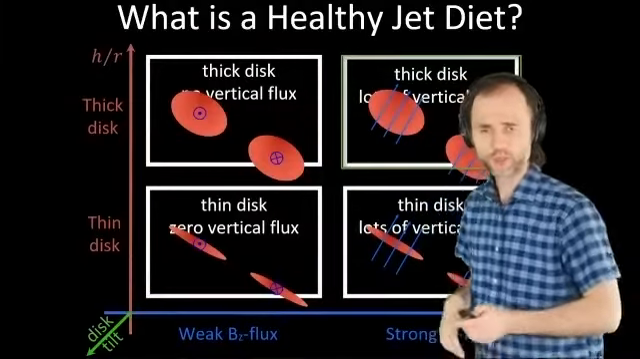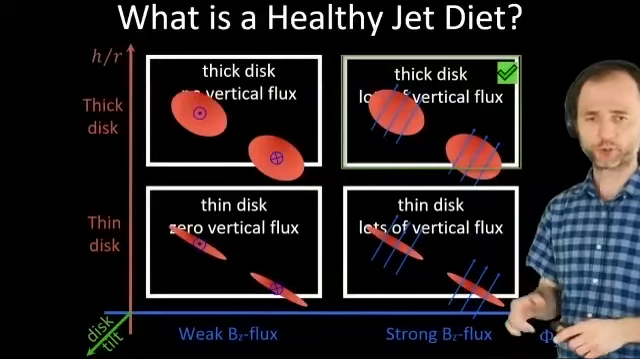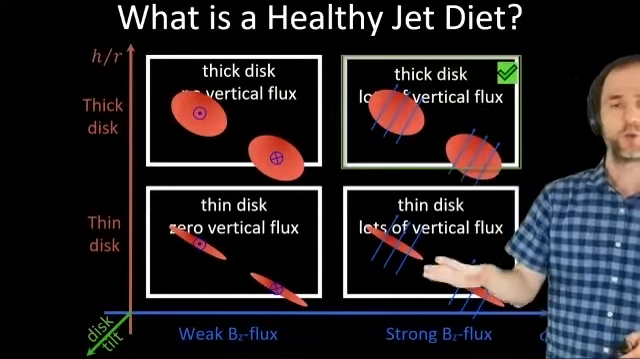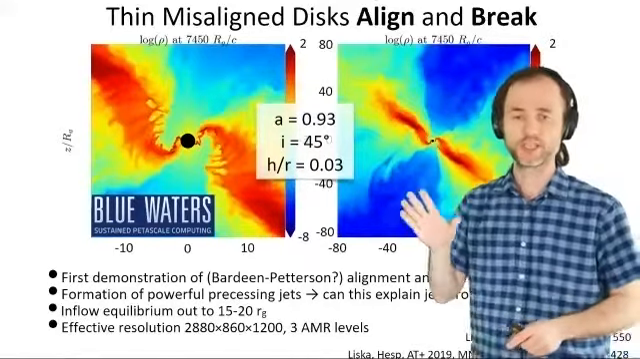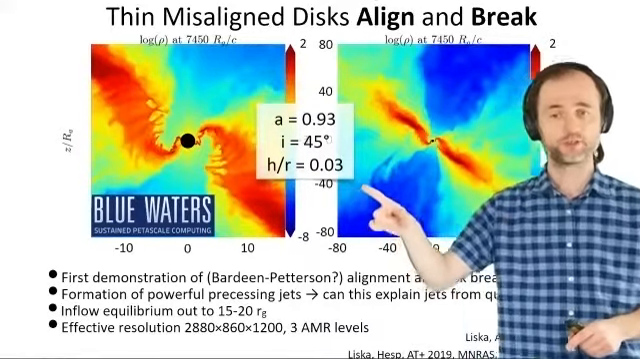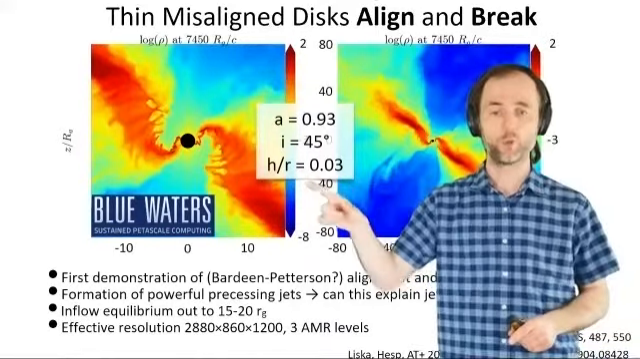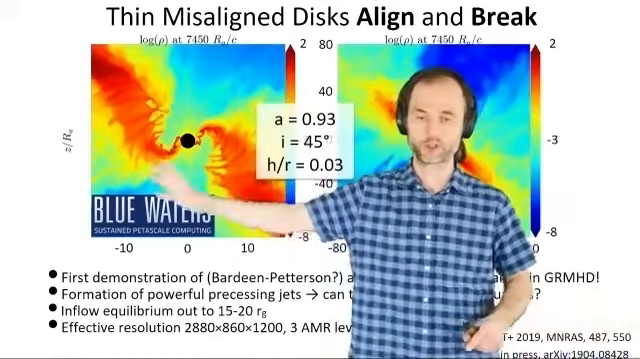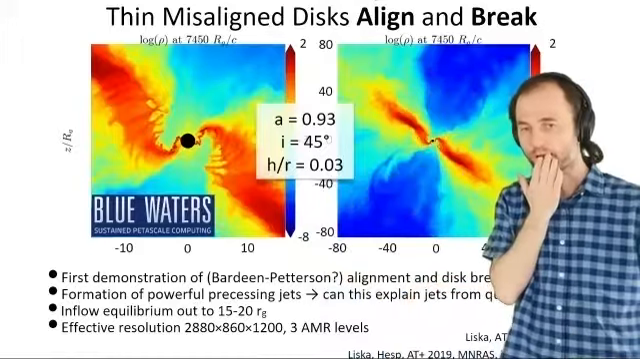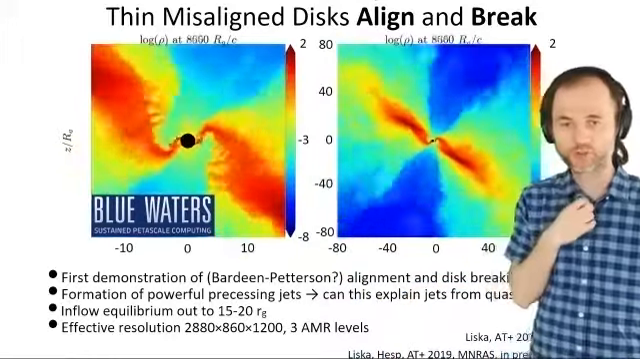So let's try and see what is left for us to explore. So here we definitely produce the jets. What about here, the bottom right? So here is a thinner disk, a factor of 3 thinner. The aspect ratio is 0.03. The disk is tilted by 45 degrees. This is a zoom in and this is a zoom out. And let's run the simulation and see what happens.